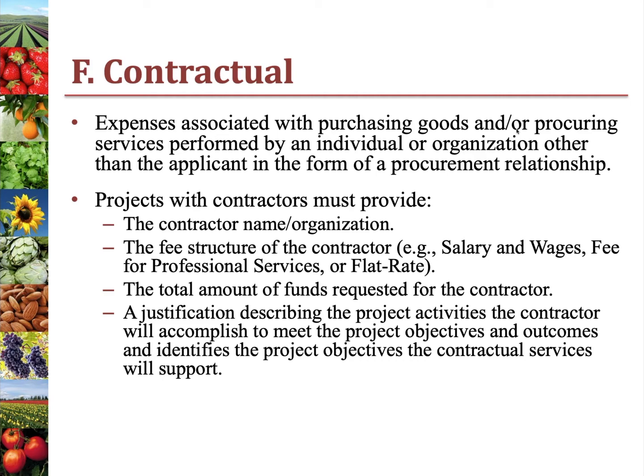Below the table, provide a justification for each contractor that describes the project activities the contractor will accomplish and identifies the project objectives the contractual services will support, including the objective numbers from the project objectives and work plan template. Again, it's important to note that every person, including contractors who will be paid with grant funds, must be responsible for activities in the project objectives and work plan.